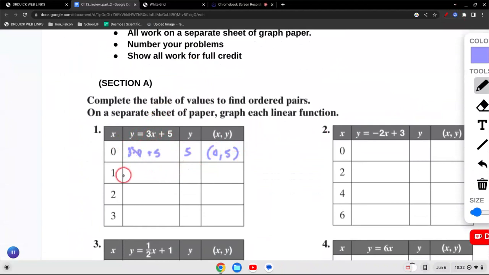Now I'm going to put 1 in for x. So I go 3 times 1 plus 5. The 3 times 1 is 3, plus 5 is 8. So the next one is 1, 8. Next one I put down is 3 times 2, which is 6, plus 5 makes that 11. So you have 2, 11. And the last one is 3 times 3 plus 5, which is 9 plus 5 is 14. So my coordinates are 3, 14.